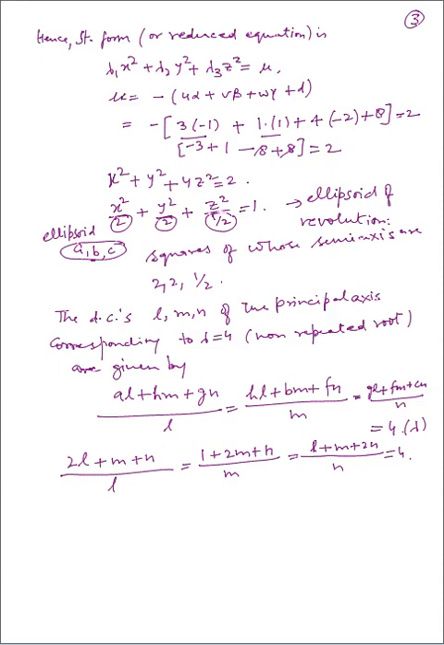2l plus m plus n is equal to 4l. It means minus 2l plus m plus n is equal to 0. Second, l minus 2m plus n is equal to 0. Then l plus m minus 2n is equal to 0.